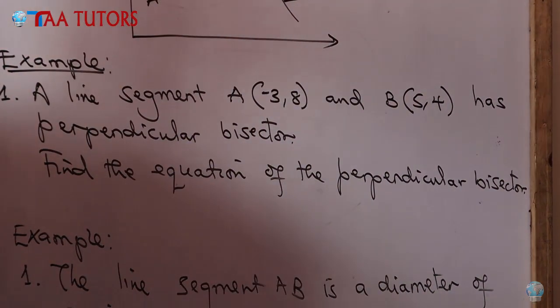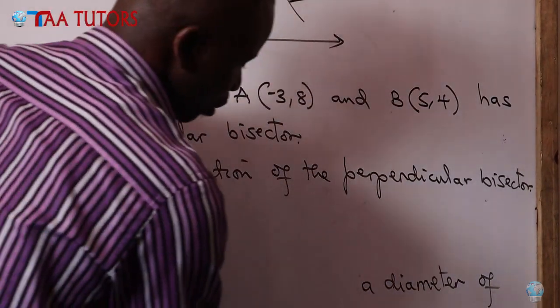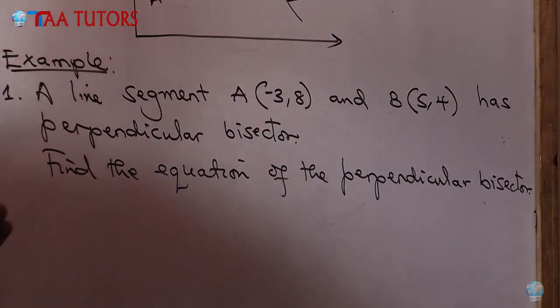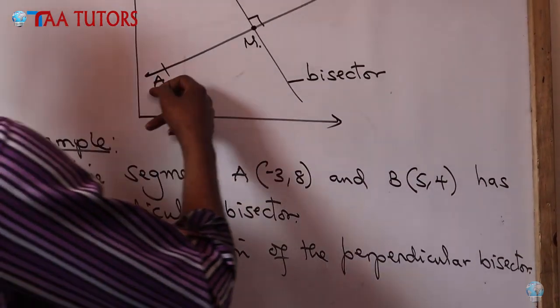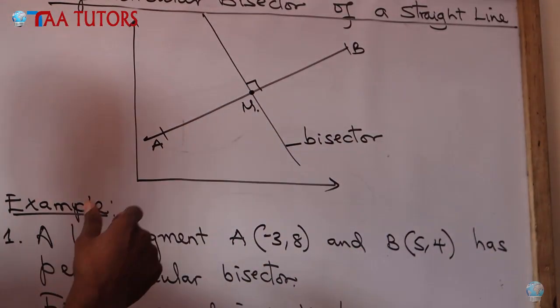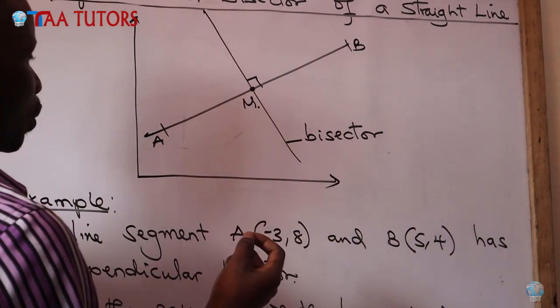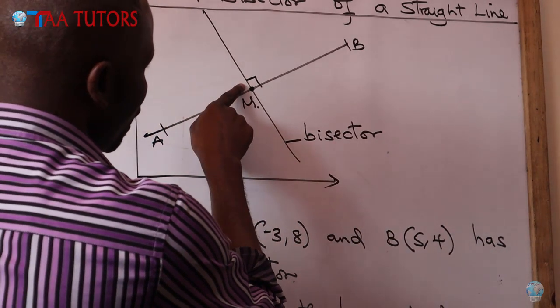Now in this case here, we first of all have to be able to determine the gradient of line AB and also the midpoint of line AB, because those are key things. The gradient of line AB will help us to get the gradient of the bisector, because we know the product of their gradients should give us -1. And also, now that we have the gradient, we must get a point where the bisector is passing, and that point can only be the midpoint of line AB.